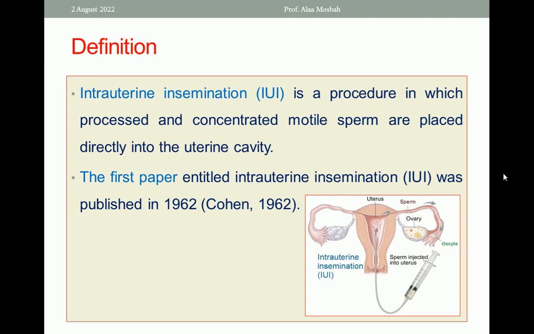Okay, what is the definition of intrauterine insemination? This is a procedure in which processed and concentrated motile sperm are placed directly into the uterine cavity. As you see in this picture, this is the uterus, this is the syringe containing sperm, and this is the catheter inserted inside the uterine cavity. The sperm is injected inside the uterine cavity at the time of ovulation. So this is simply intrauterine insemination, and it was first described by Cohen in 1962.